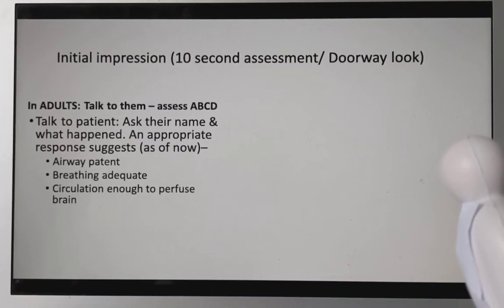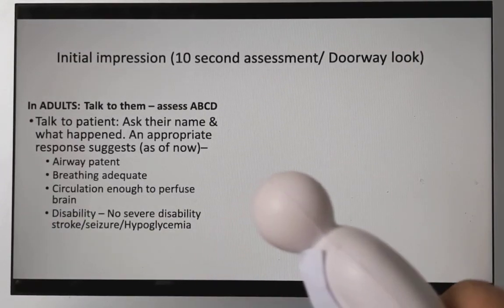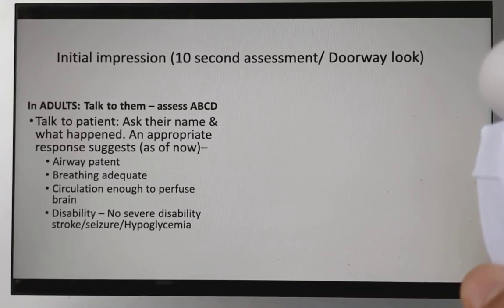getting an adequate amount of blood mixed with oxygen. And then you talk about something called D, which is disability, to check whether their brain or their nervous system as of now is working fine.